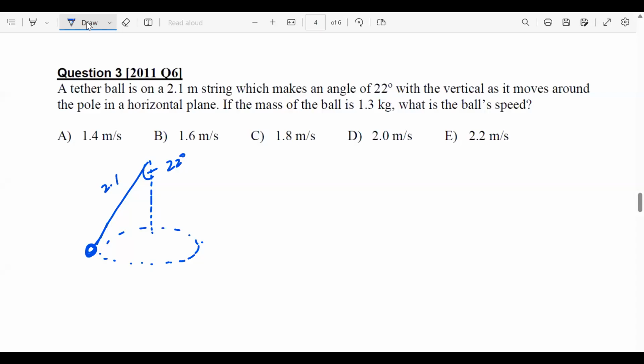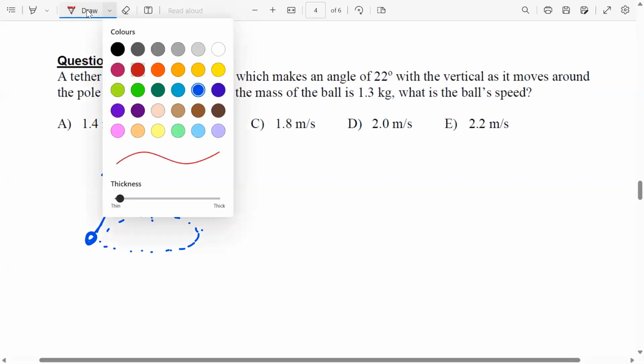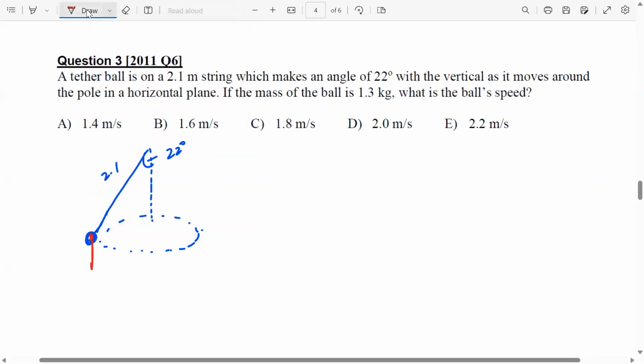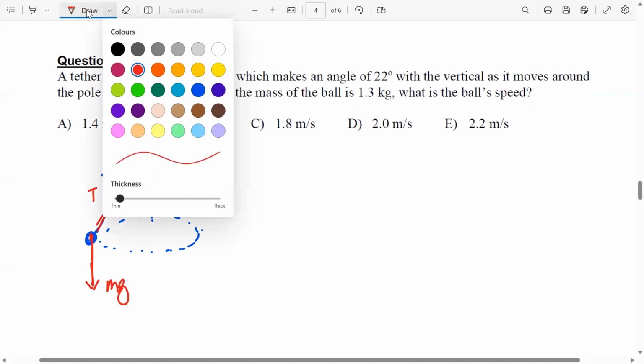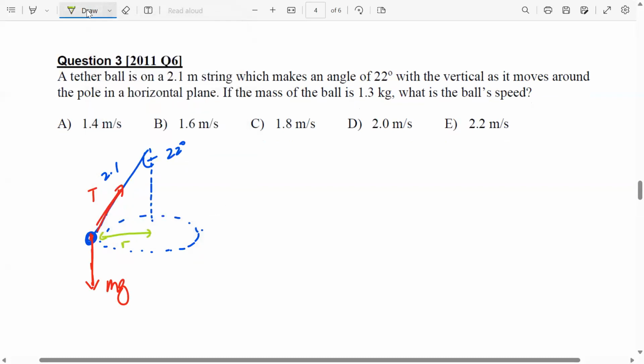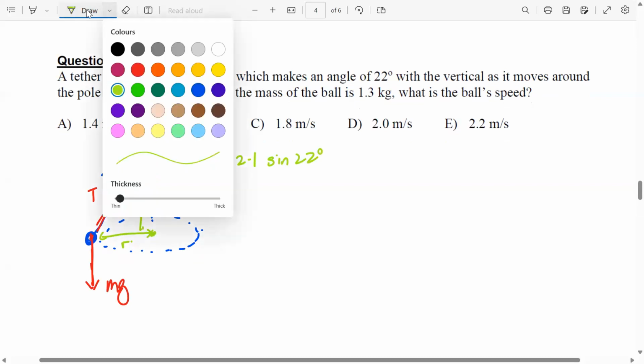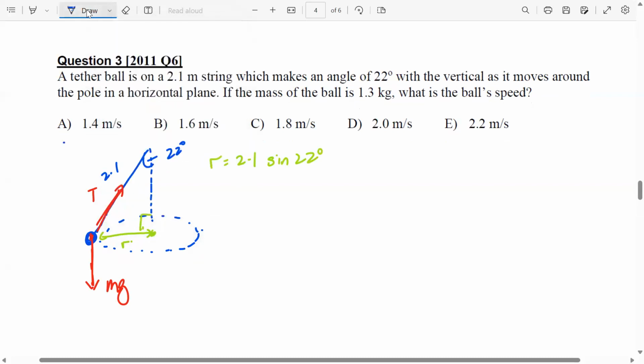So let's draw out the free body diagram for this ball. So there is just its weight and the tension. Now take note that this portion here is the radius of the rotation. And because of this triangle here, this is the center of the circle, we can see that the radius is actually going to be 2.1 sine 22 degrees. Okay, so back to the calculations.